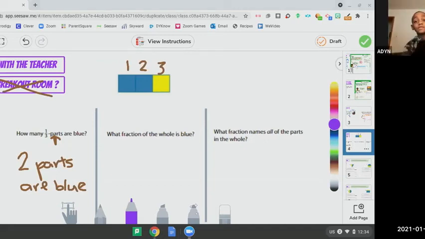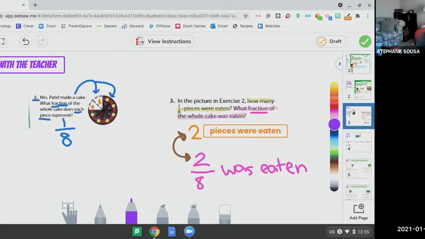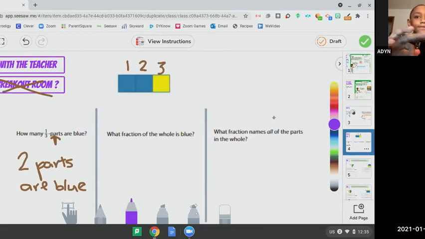Can you go back up to the top? I mean, at page 3. Sure. There you go. 2 pieces were eaten. Okay, I'm about to type that. All right, sounds good. 2 pieces were eaten.